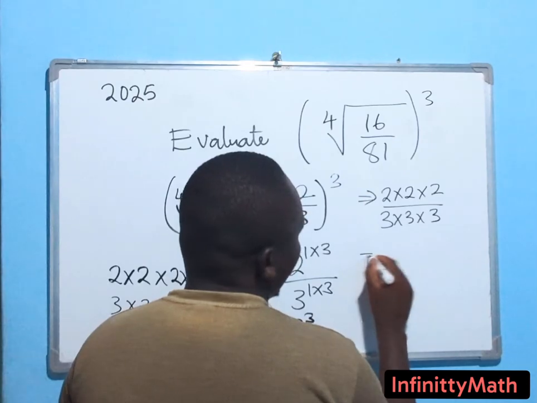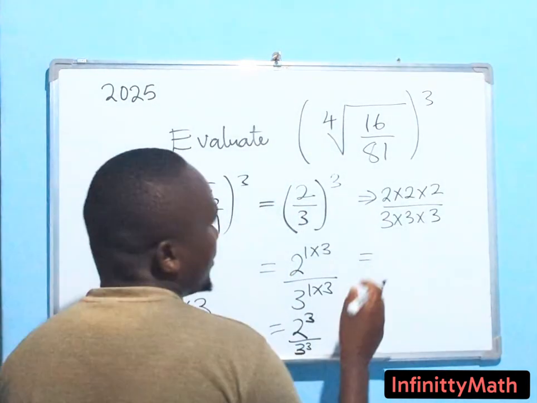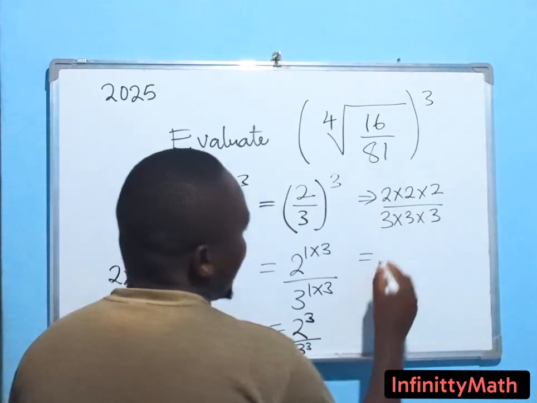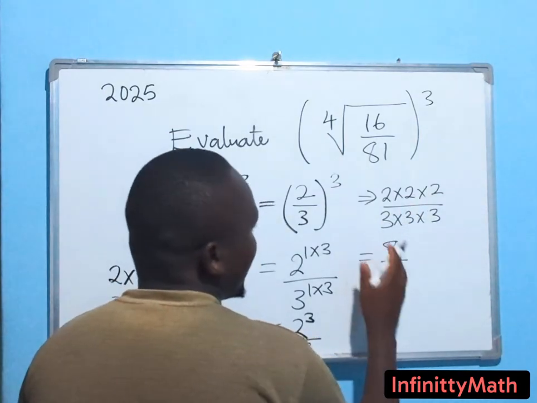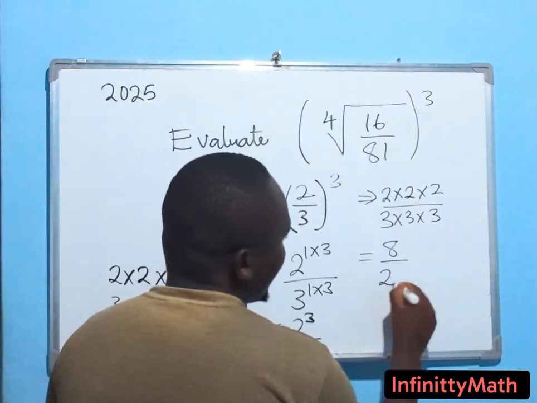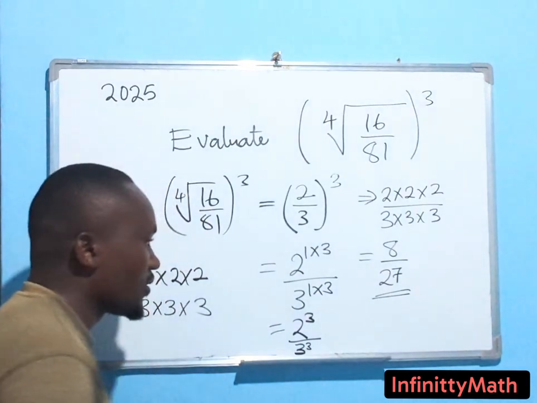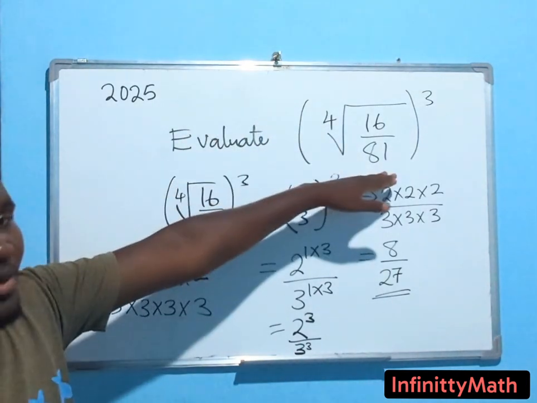Now we can simplify. How do we simplify this one? We're going to do 2 times 2 times 2, that gives us 8, over 3 times 3, which is 9, and 9 times 3 gives us 27. So that is the answer that you are going to get if you evaluate this question: 8 over 27.